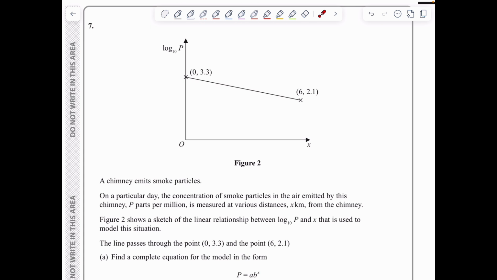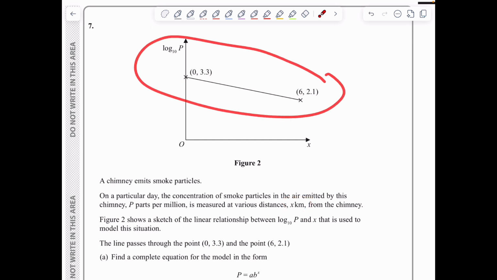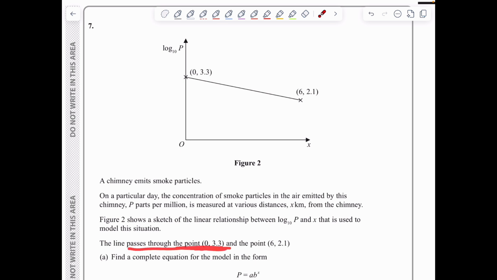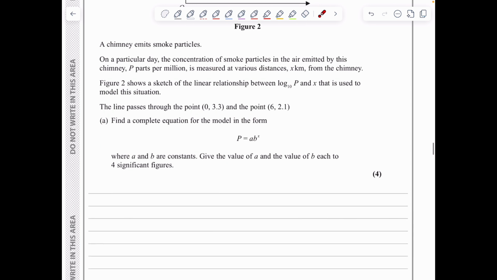Question 7 is a modeling question. We've got a chimney emitting smoke particles, and on a particular day, the concentration of smoke particles in the air emitted by this chimney, capital P parts per million, is measured at various distances x kilometers from the chimney. Now we've got a sketch of the linear relationship between log of P and x, and the line passes through the points (0, 3.3) and (6, 2.1). And we need to find a complete equation for the model in the form capital P is AB to the x, with A and B being constants to be found to 4 significant figures.